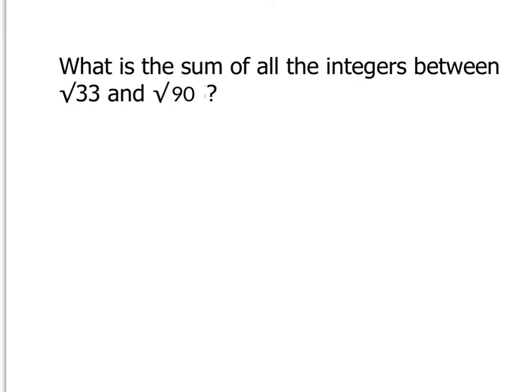So this question says, what is the sum? So again, I'm thinking I'm going to be adding of all the integers. So I'm going to be adding whole numbers between the square root of 33 and the square root of 90. Okay, so first thing I'm going to do again is create a number line. This is where when you start to know your perfect squares really well, it'll help you shorten your number line.